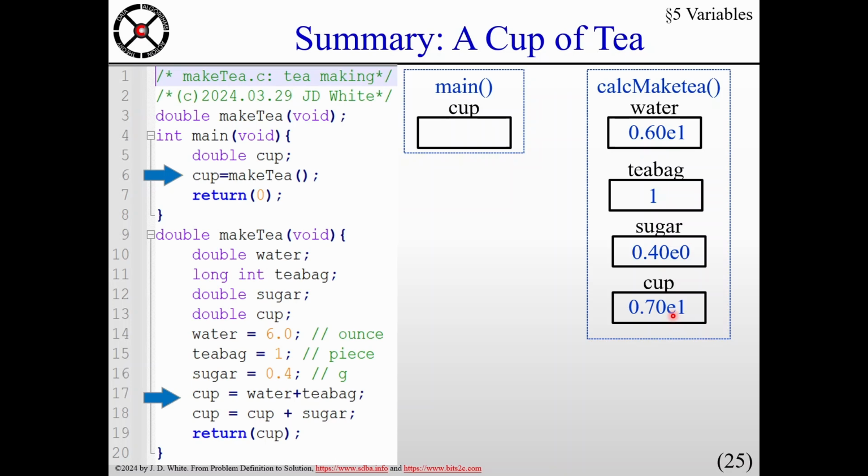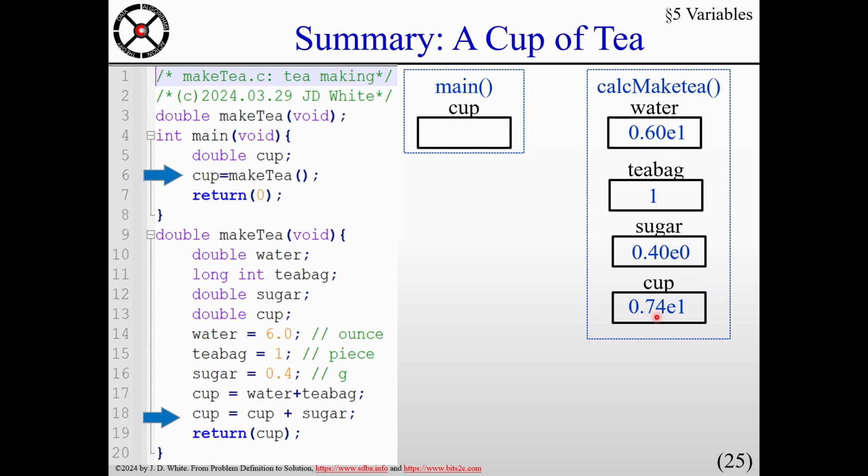Basically what we're trying to do: they both go into the cup. Now I add some sugar, so everything is in my cup: my sugar, my tea, and my water. Now I'm going to hand back the contents of the cup. I'm going to pour it into the cup that main has.